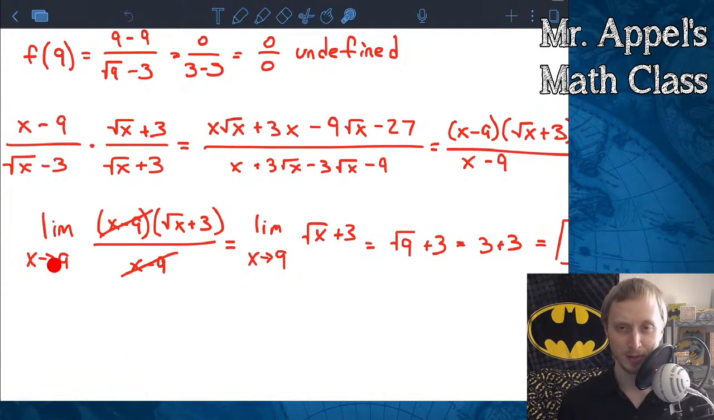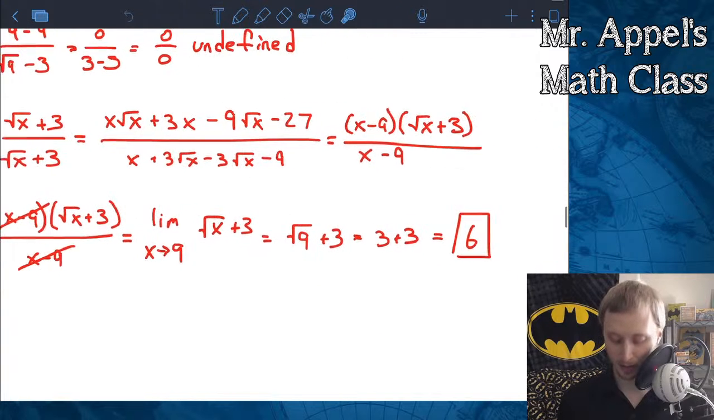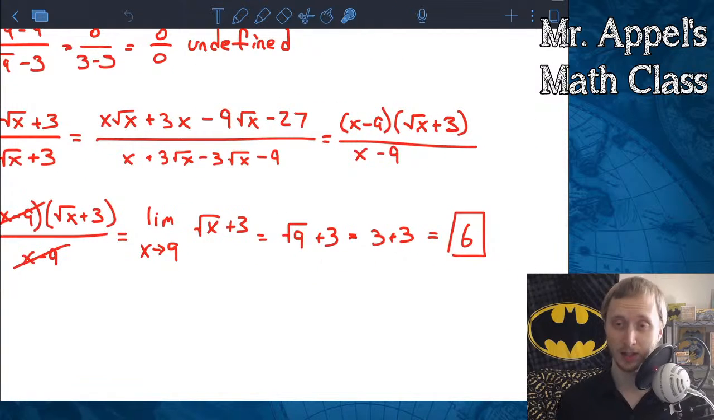Start to evaluate the limit, eliminate the removable discontinuity. You're left with just limit as x approaches 9 of root x plus 3. Substitute 9 in for x. Resolve. Your answer is 6. All right, how do you like them apples?